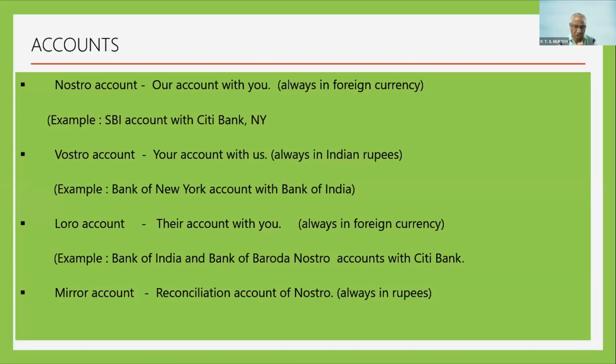Let's suppose Union Bank of India is maintaining a nostro account with Citibank. Bank of Baroda is also maintaining a nostro account with Citibank. Now, when we remit funds to the Bank of Baroda account, which is also maintained with Citibank, we send a message to Citibank in a simple format. Say, debit our account US dollars 1 million, credit Loro Bank of Baroda.